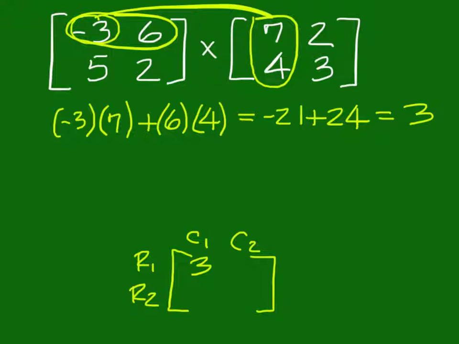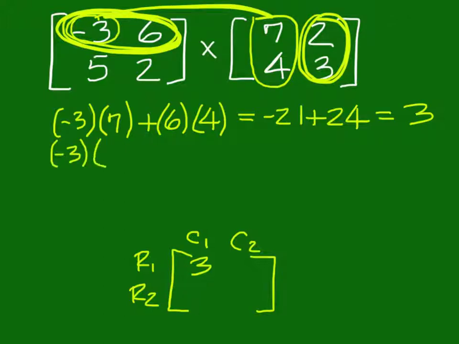Now stay with the first row in the first matrix. You're still going to use this one, but multiply it against that second column. So you would have the negative 3 times 2, and then the 6 times 3. That first element in the first row, negative 3, multiply it by this 2. So this times this, and then the 6 times the 3. That's what we've done here.